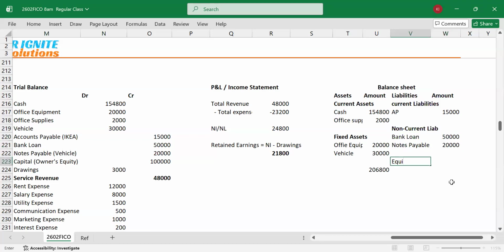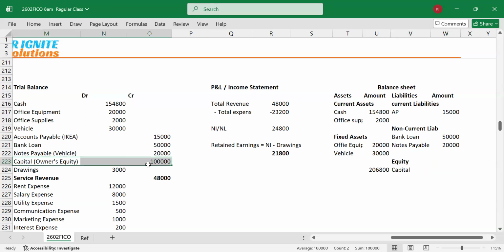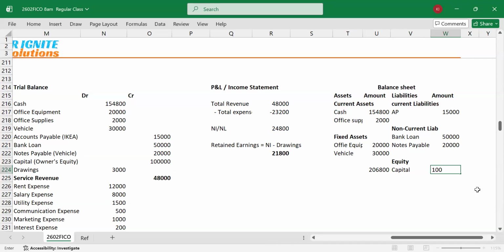So then what else do we have? We need to understand something called equity. Equity is also part of your liability side. And the first thing in this is capital. How much is the capital? If you see my capital account, it has 100,000. And if I make a total, it will not match.